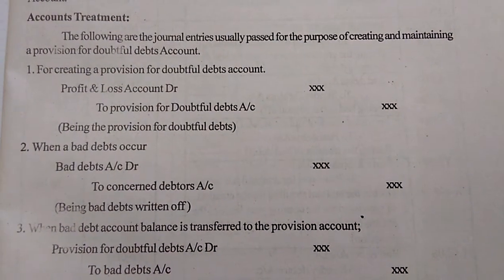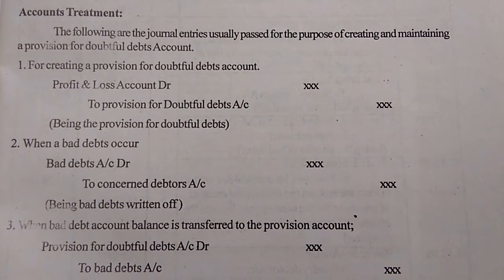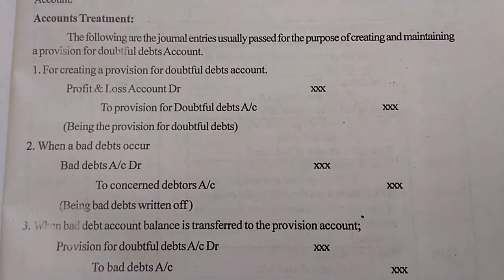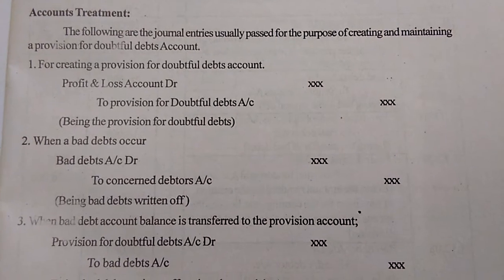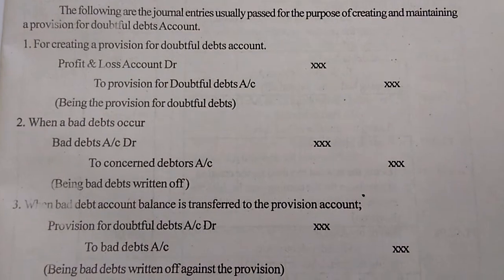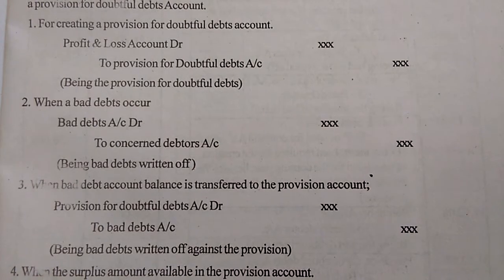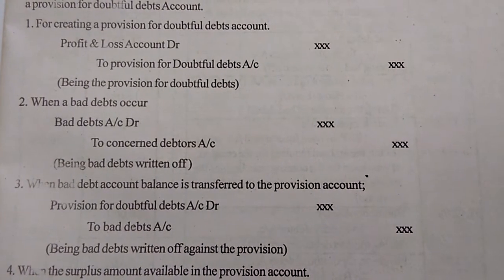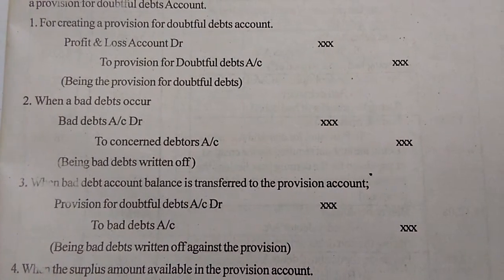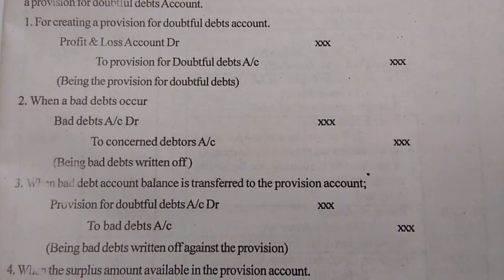For provision for bad and doubtful debts, the accounting treatment is the journal entries for the calculation of provision. First entry is for ascertaining a provision for doubtful debts account: Profit and loss account debtor to provision for doubtful debts account, being the provision for doubtful debts.